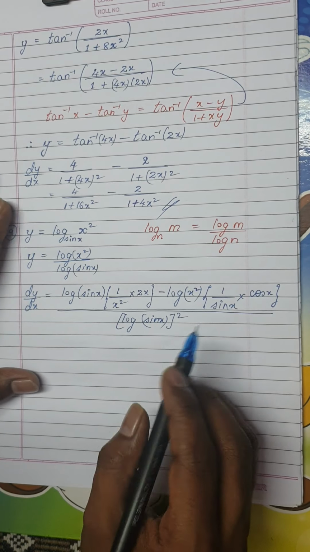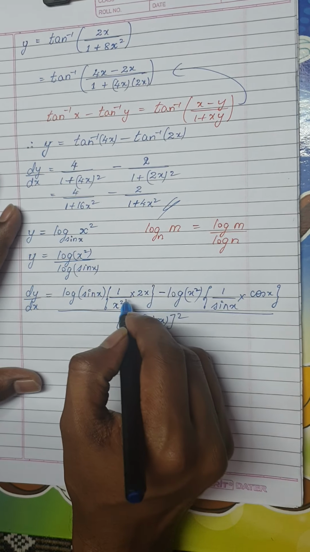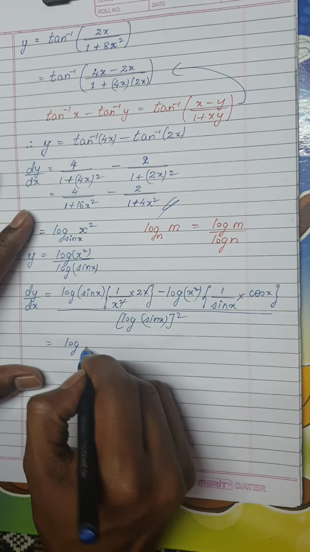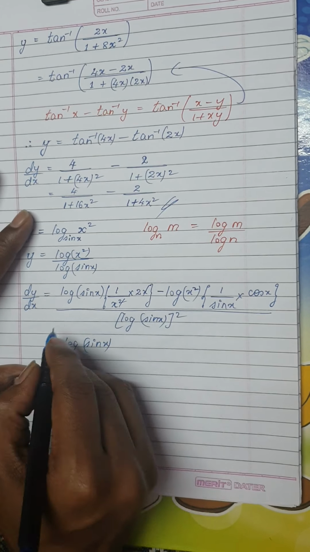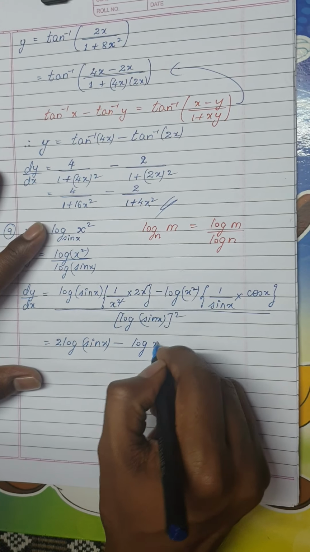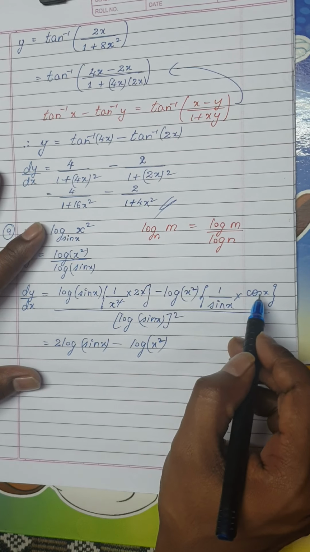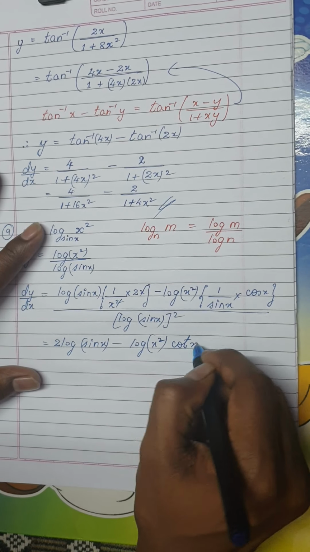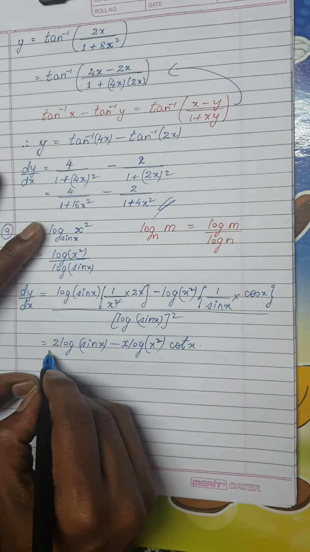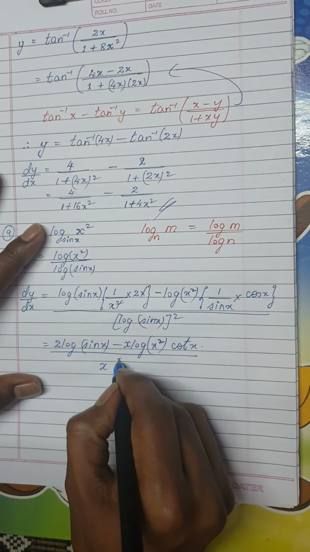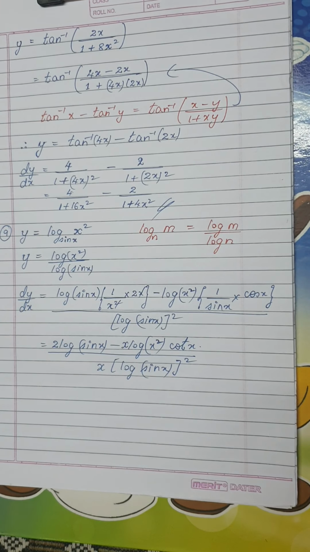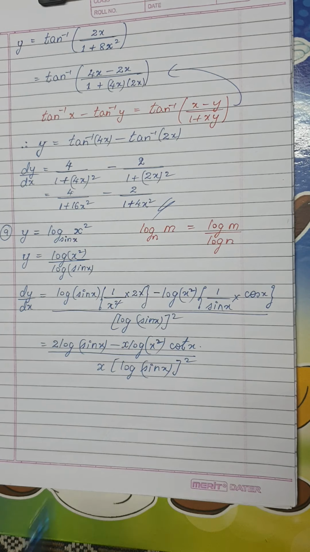Fine. So now I have x square by 2x here, so this x will be cancelled. If you take the LCM, I'll get log of sin x into 2, minus log of x square into, remember it is cos by sin which is cot x, and this x will be multiplied there into x, divided by, again x will be multiplied into (log of sin x) whole square. So this is the solution of the given question.